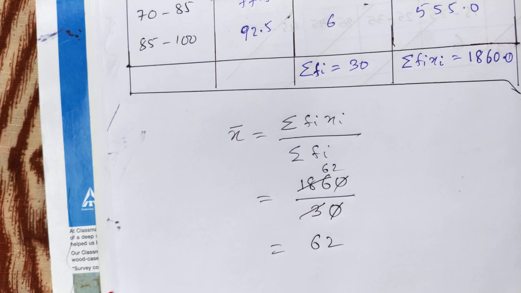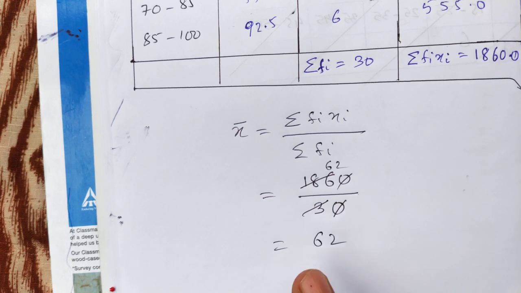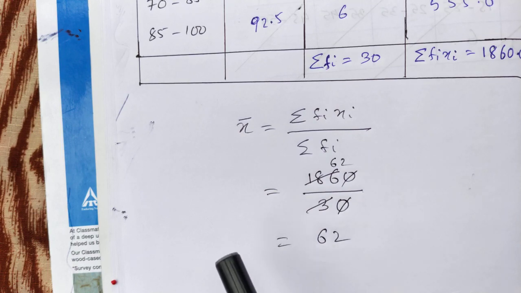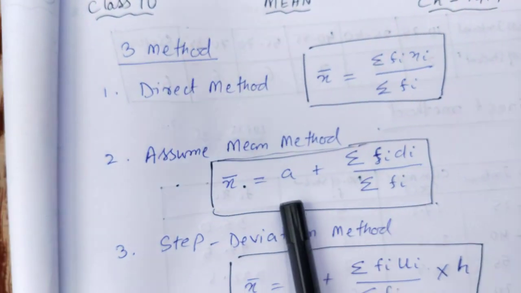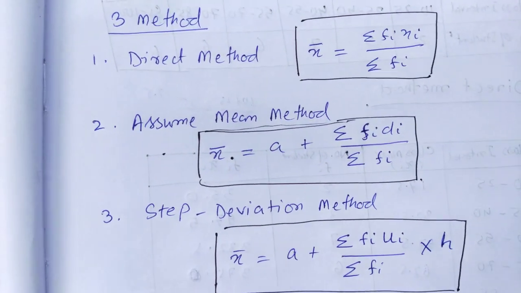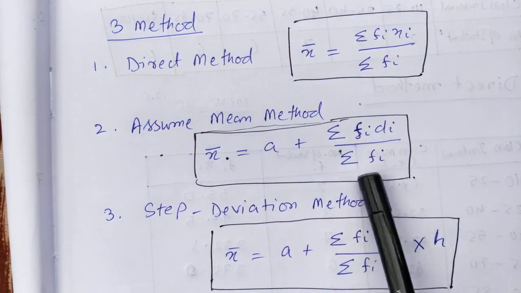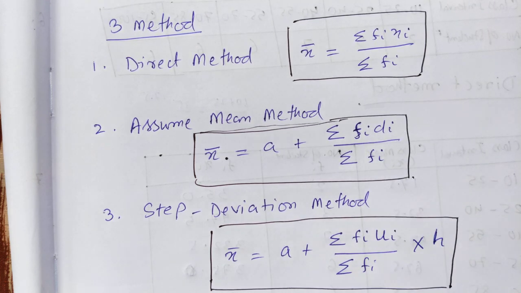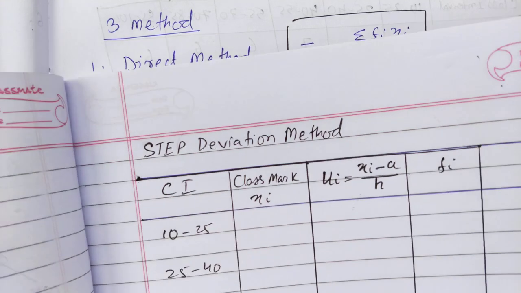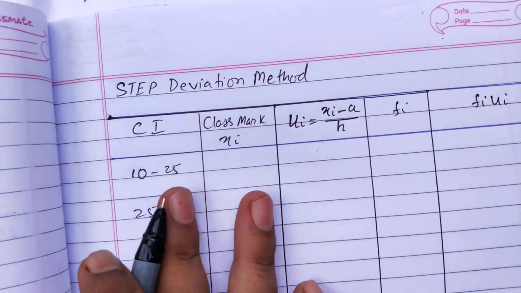Now the same question we'll do using the assumed mean method, the second method. For the assumed mean, this is the formula: a plus summation fi di by summation fi. So I will explain each part of this, what di and fi are. It's very difficult to make lines, so I'm doing it in the rough copy.